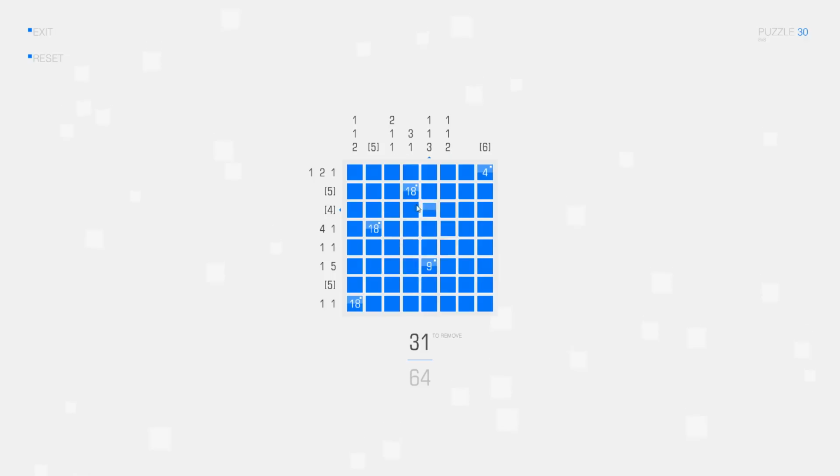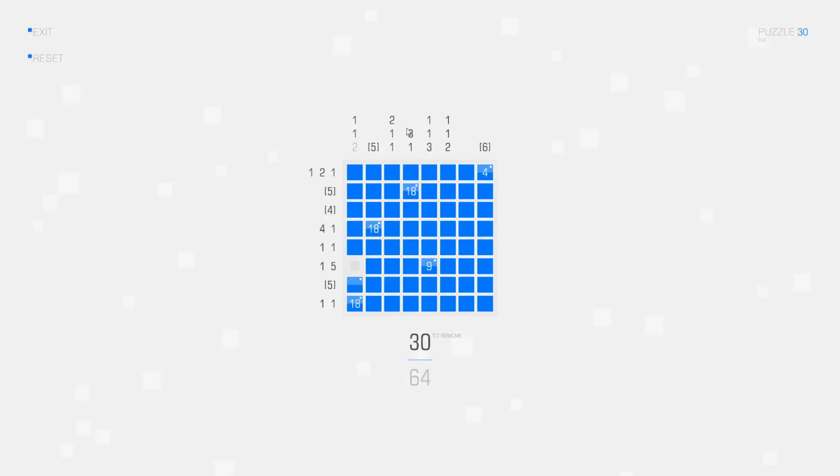We have nothing that we can deduce from the group clues itself. So let's look at the column clues. We have one square, and two connected squares at the bottom. So I can do this already. We have 5 squares here, 2, 1, 1.